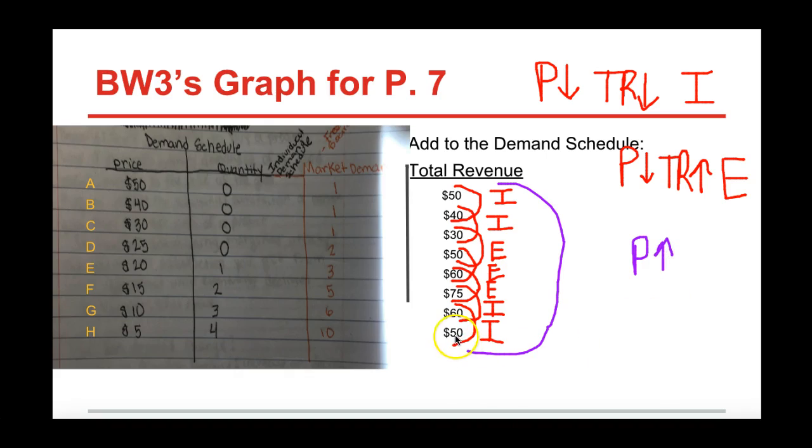Going from H to A, for my total revenue, total revenue went from 50 to 50. Oh, wait a minute, that stays the same. What type of elasticity is it when the total revenue stays the same? When total revenue stays the same, and yes, this is hard to write this way, this is going to be our unit elastic.